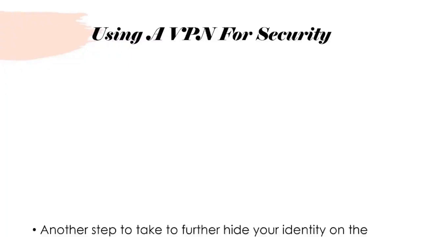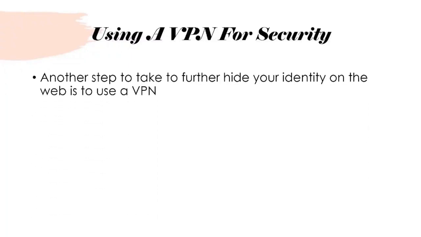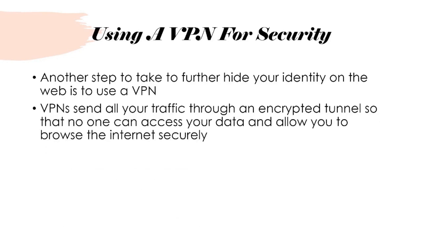Okay, so another step that you can take to further hide your identity on the internet is to use a VPN. A VPN pretty much sends all your traffic through an encrypted tunnel, just so that no one else can access your data or read your traffic or anything while you're on the web. So it's going to allow you to browse the internet securely.